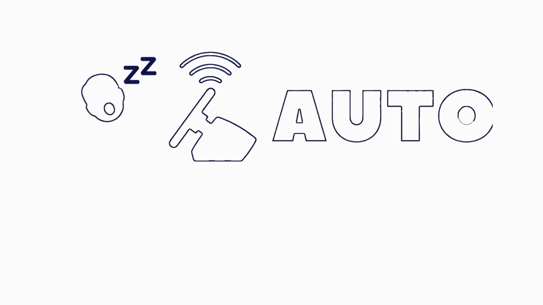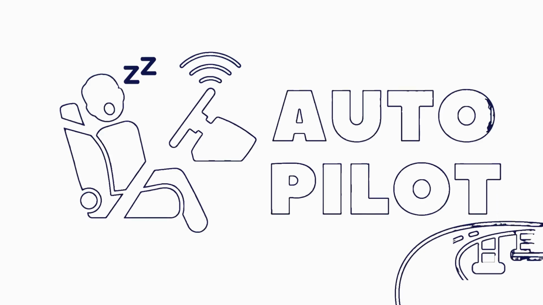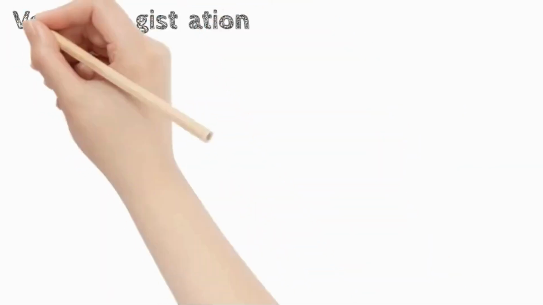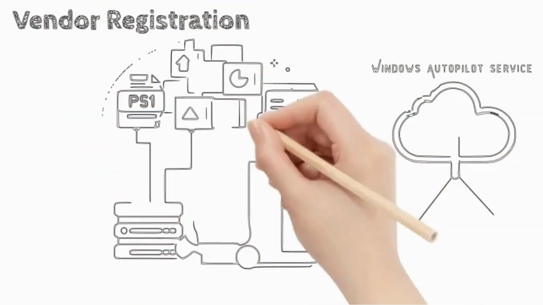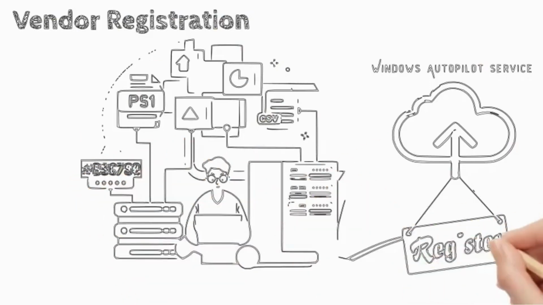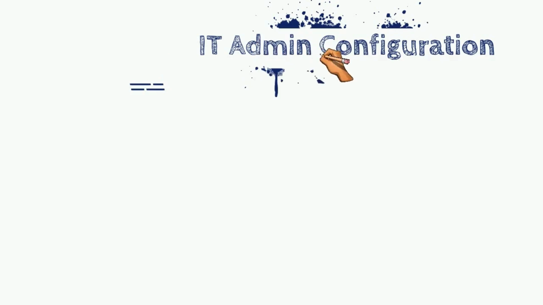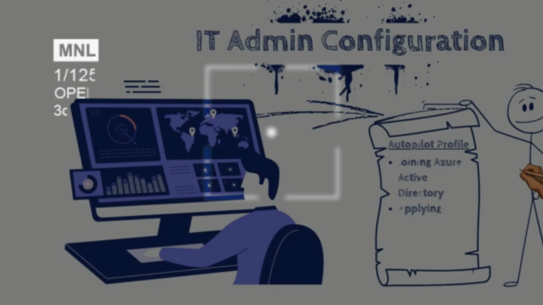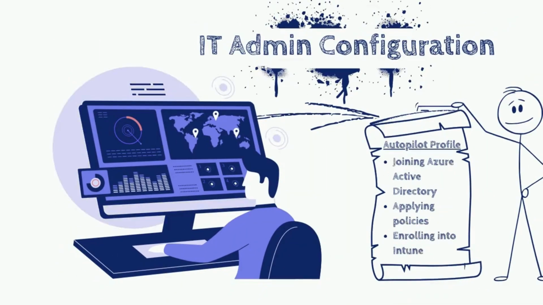Let's see how Windows Autopilot simplifies device setup for organizations. First, the hardware vendor extracts the device hardware ID and registers it with the Windows Autopilot service. Next, the IT administrator creates a Windows Autopilot profile inside Microsoft Intune. This profile defines how devices should be configured, such as joining Azure Active Directory, applying policies, and enrolling into Intune.